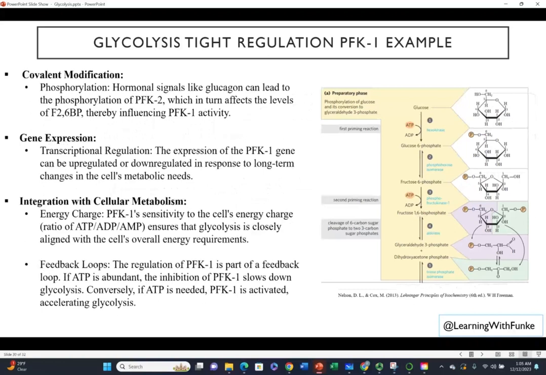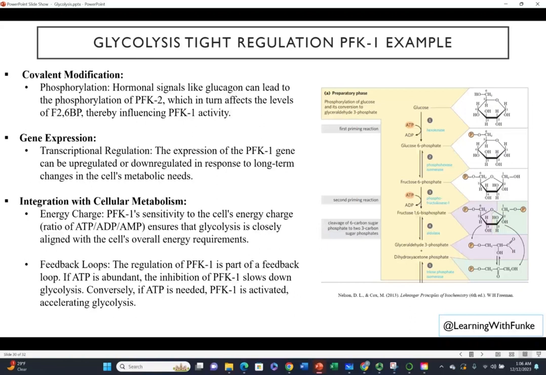And there are other mechanisms. We have covalent modification mechanisms that PFK1 can be involved in. We have gene expression mechanisms, so you would typically see in some scientific studies transcriptional regulation. The expression levels of the PFK1 gene can be upregulated or downregulated, increasing or reducing the amount of enzyme activity to adjust to the cell's ATP needs or other metabolite needs, right?